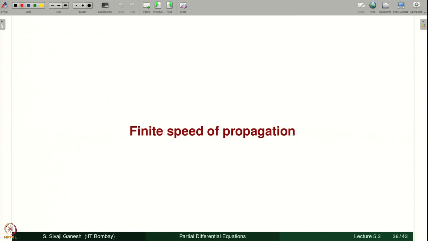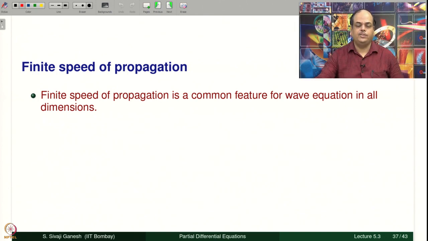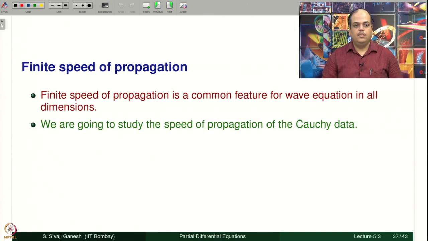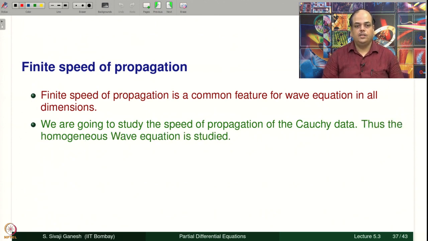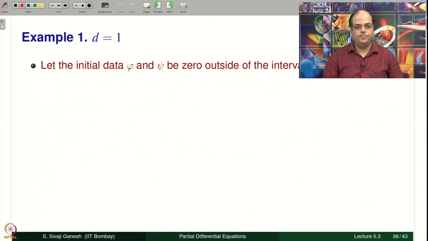So, finite speed of propagation. Finite speed of propagation is a common feature for the wave equation in all dimensions. We are going to study the speed of propagation of the Cauchy data. Thus, the homogeneous wave equation is studied. We illustrate finite speed of propagation using examples for d equal to 1 to 3.